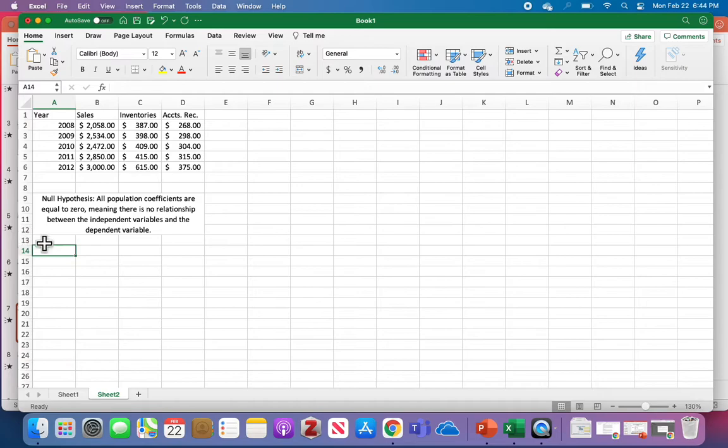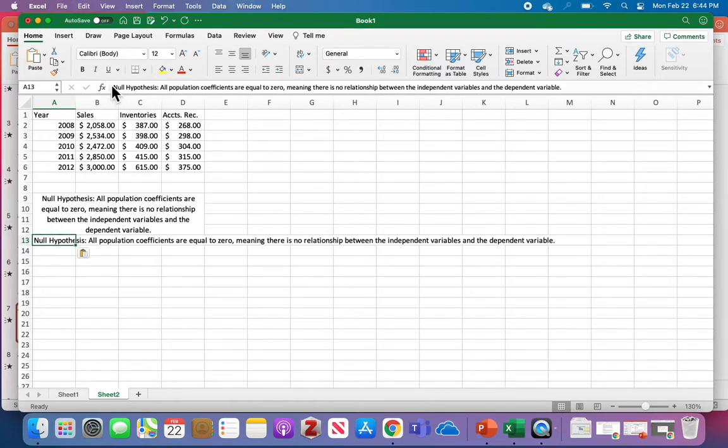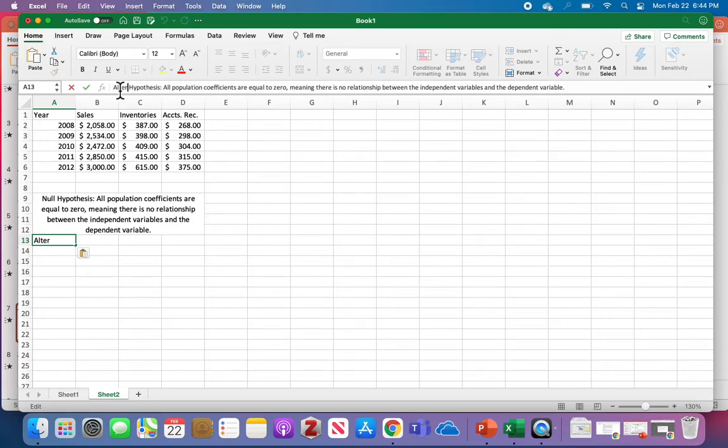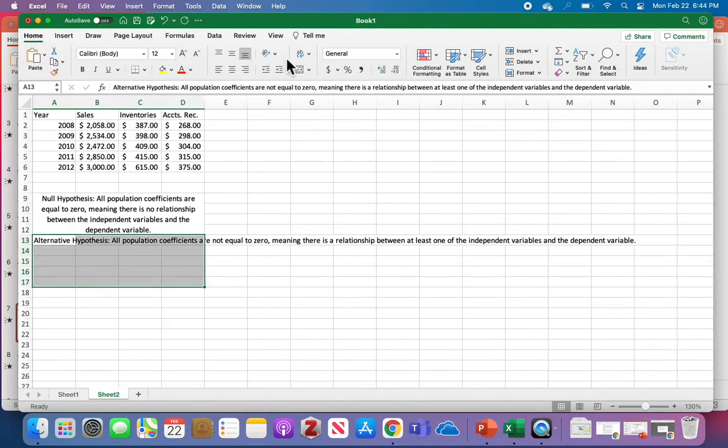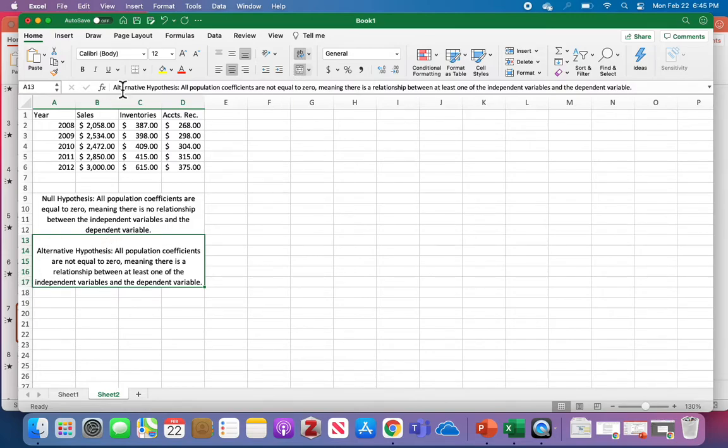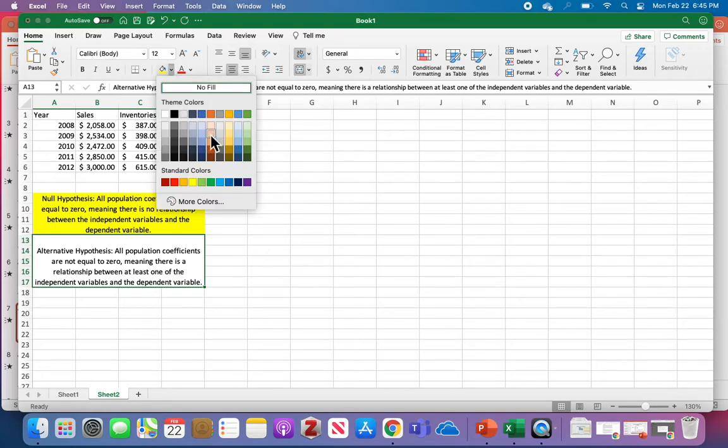So then our alternative is the same thing but opposite. So all population coefficients are not equal to 0, meaning there is a relationship between at least one of the independent variables and the dependent variable. So that's our alternative. All right. So here's our null. We're going to just highlight them so you can see them. Here's the alternative.